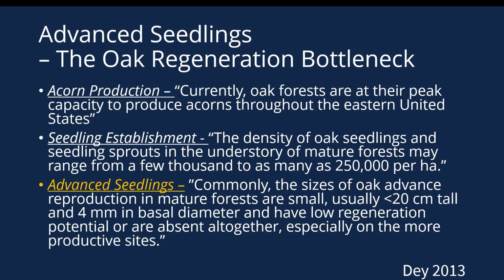What we don't have is what's called advanced seedlings. An advanced seedling is just an oak seedling that has enough light and enough space to grow beyond a tiny little seedling up into a 2.5, 3 foot tall seedling that's large enough in diameter and really well established. That's the bottleneck. That's the class that we're missing on the landscape, these advanced seedlings.